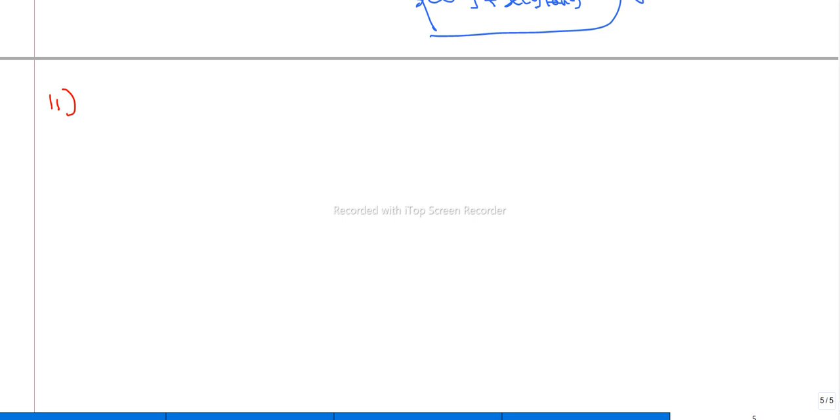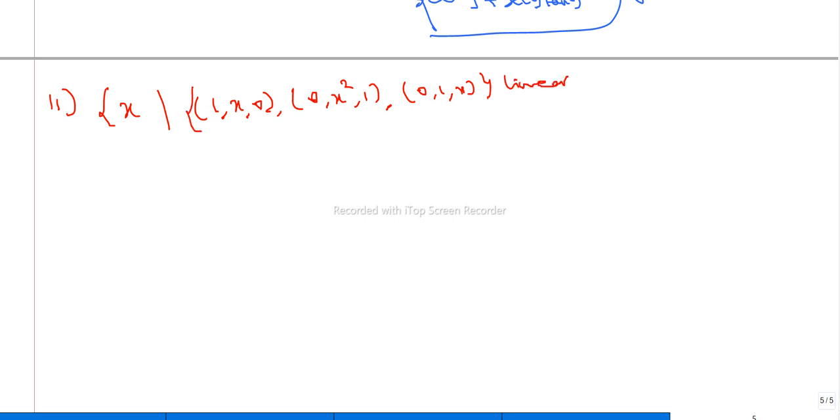Suppose we are collecting the set of all x for which this collection is linearly independent. So what is the collection? 1 comma x comma 0, and then 0 comma x square comma 1, and 0 comma 1 comma x. For which x is this linearly independent? This collection. Okay. Now what is this collection? So what are the x such that these three vectors form a linearly independent set?